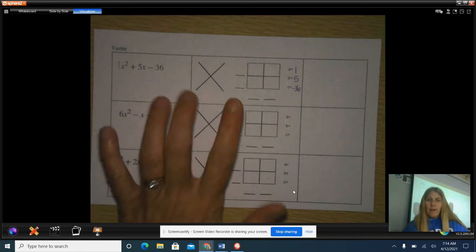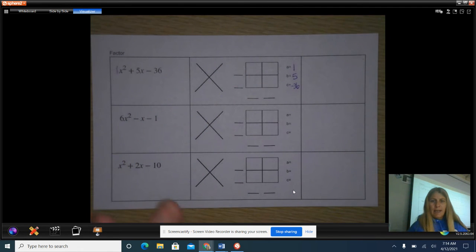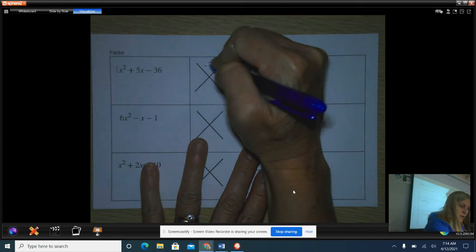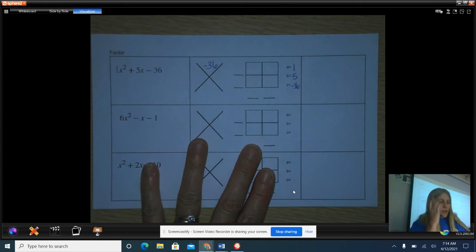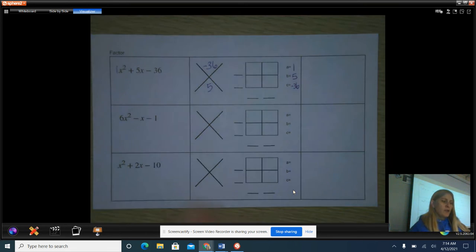Now we're ready to go ahead and move over to our diamond problem. We multiply A times C. So negative 36 times 1 is negative 36 for the top portion of our diamond problem. And B on the bottom. So our 5 goes on the bottom. Now we're looking for two numbers that multiply to negative 36 and combine to be 5.